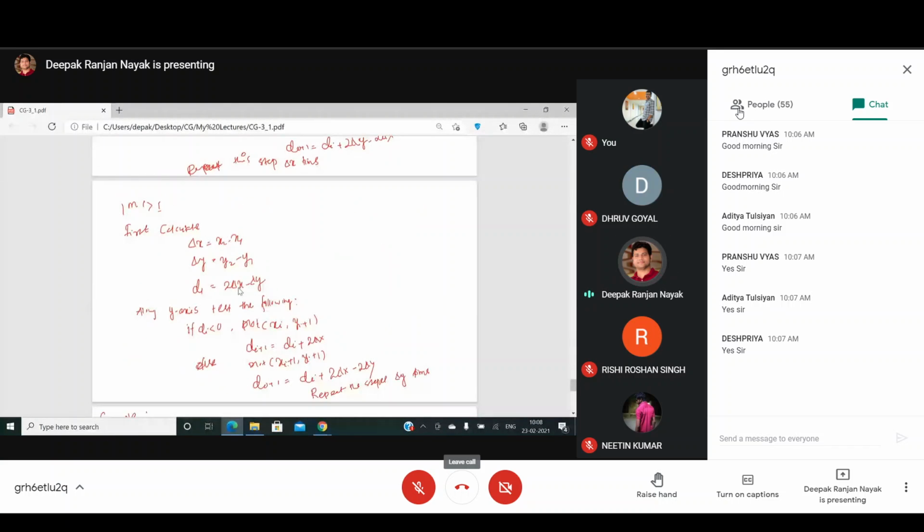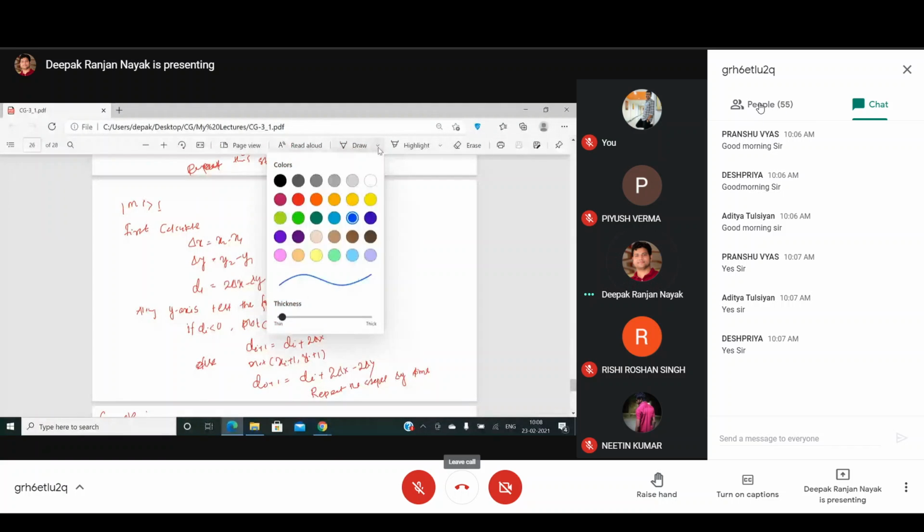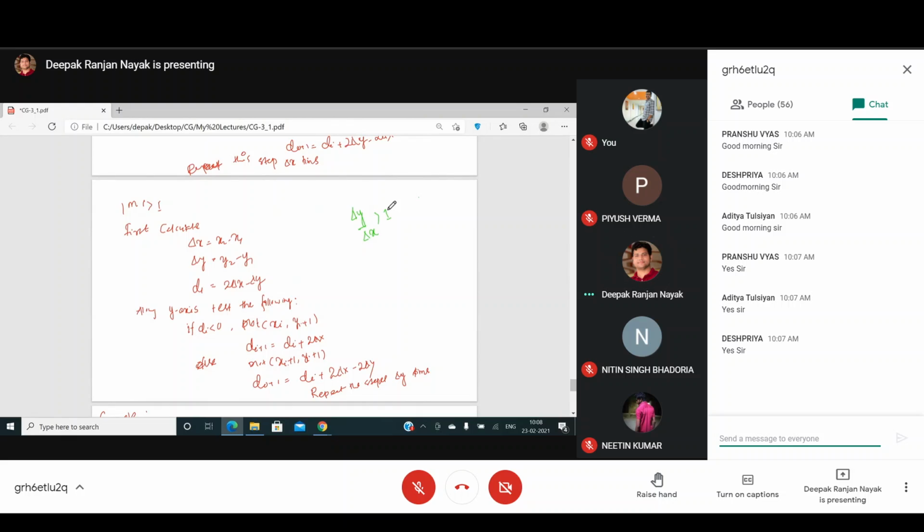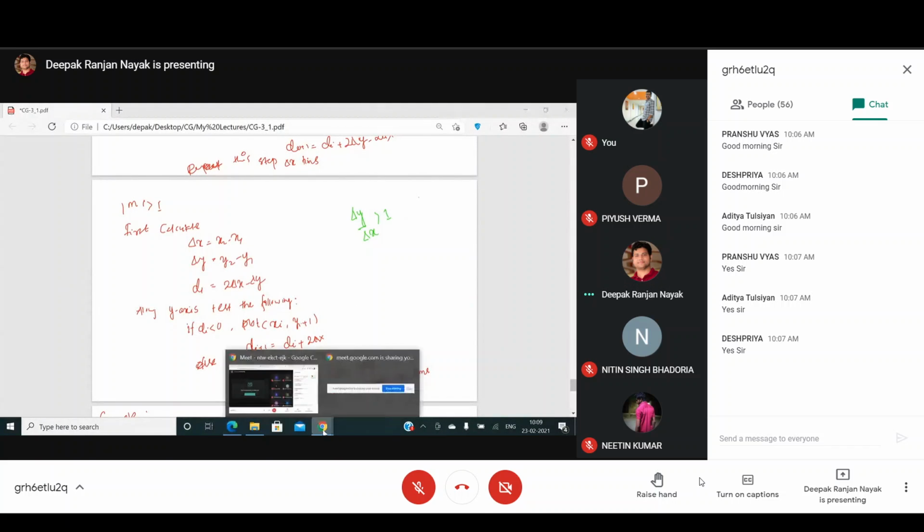So, if m is greater than 1, it means del y by del x is greater than 1, right? So that means del y is greater than del x. So now the question is, in which axis will you apply sampling? I mean, which axis will be incremented at unit intervals? Who can say? Which axis?